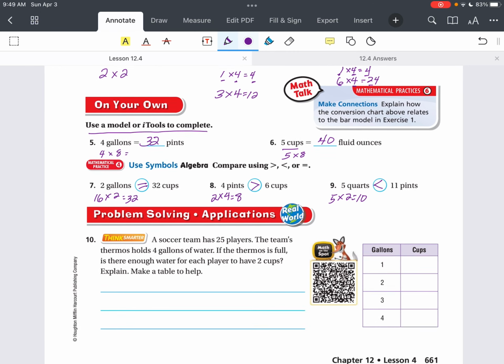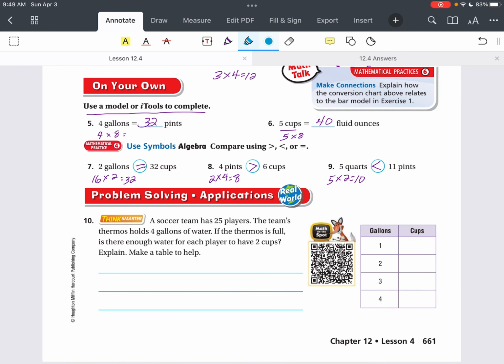All right. For number 10, it says a soccer team has 25 players. The team's thermos holds 4 gallons of water. If the thermos is full, is there enough water for each player to have 2 cups? Explain. Make a table to help.